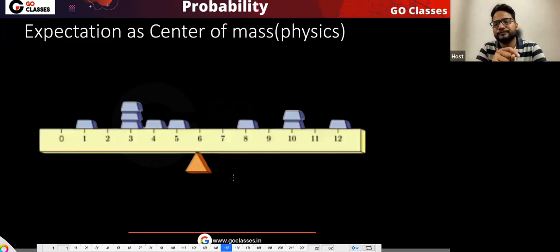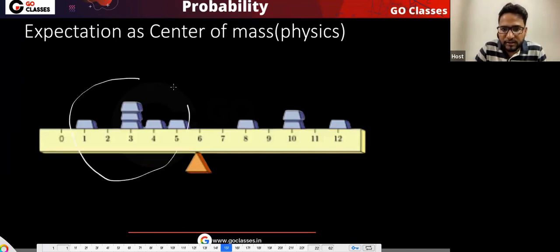From the physics point of view, expectation is the same as the center of mass. Suppose in physics I have some weights here, some weights here, and some weights here. Where do you think the center of mass will be? Maybe here in the middle, or maybe a little bit towards the higher weights, because it is having the higher weight, so just to balance, it will be on that side.